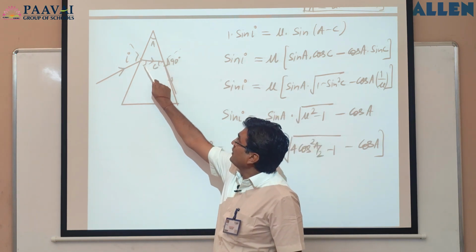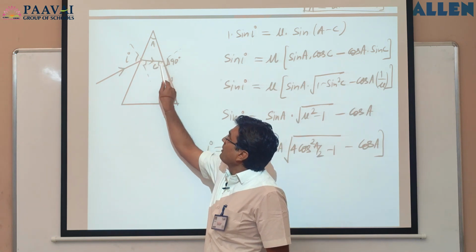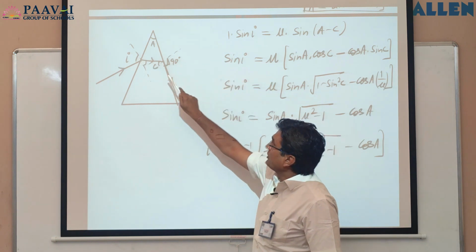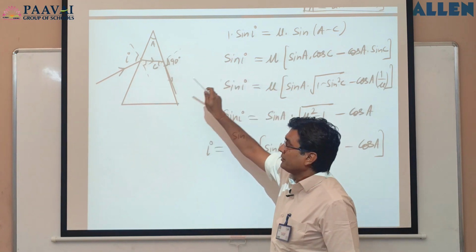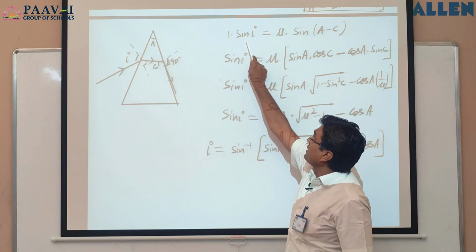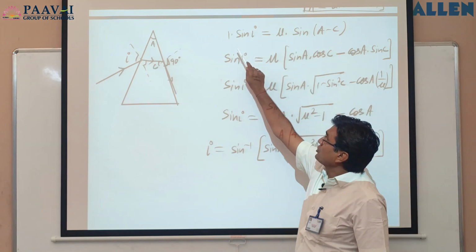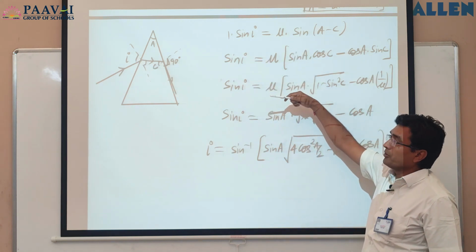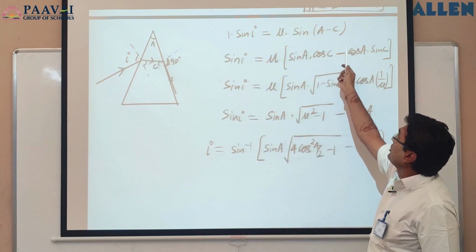If it is C, then my first angle of refraction will be A minus C here, and this is the angle of incidence I here. So, what I did is, for the first surface, I applied Snell's law. So, it is nothing but mu 1 sin I1 equal to mu 2 into sin I2. So, mu 1 is 1 into sin I, which is equal to mu 2, which is, let us say refractive index is mu, into sin of A minus C.